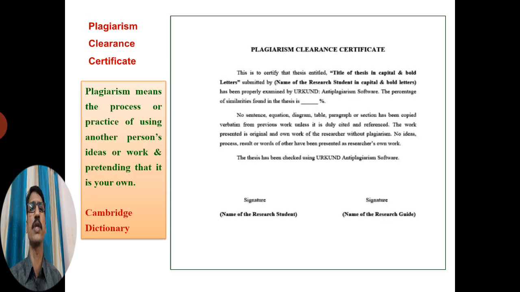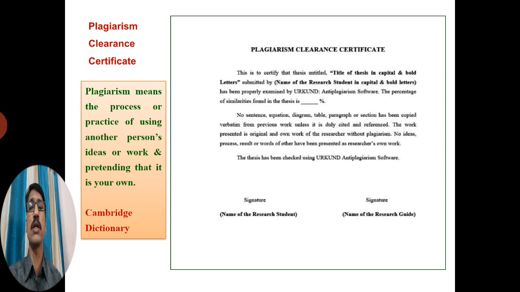The next certificate is the plagiarism clearance certificate. It is a very important certificate. First of all, what does plagiarism mean? Plagiarism means the process or practice of using another person's ideas or work and pretending that it is our own work. If you have taken any paragraph, tables or results of others and incorporated them in your thesis, and you have not given the citation or the name of the original author, then it comes under plagiarism.